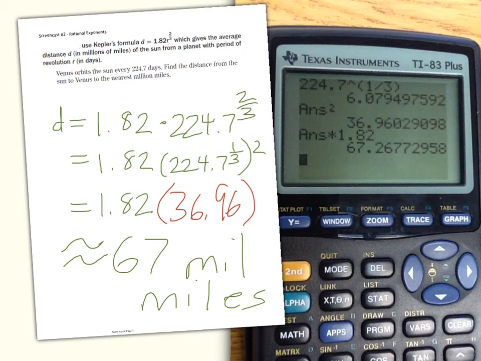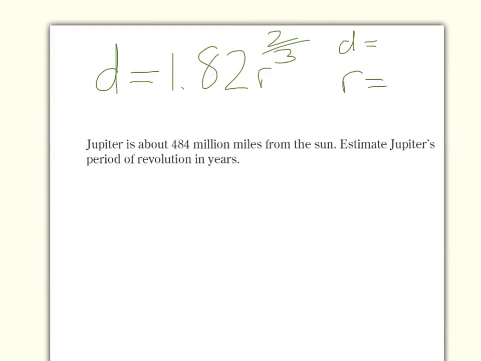Okay, now your question is the following. All right, so here's your problem. It says Jupiter is about 484 million miles from the Sun. Estimate Jupiter's period of revolution in years. This question, while it does use Kepler's formula, is slightly different than what you just saw me do. Nevertheless, it does use the same formula, only they give you different information and you have to solve for the other variable.